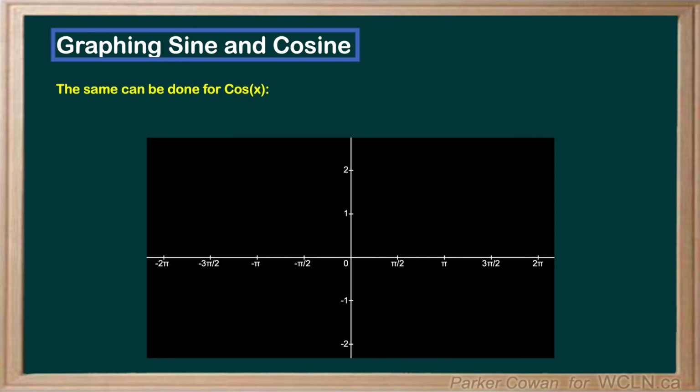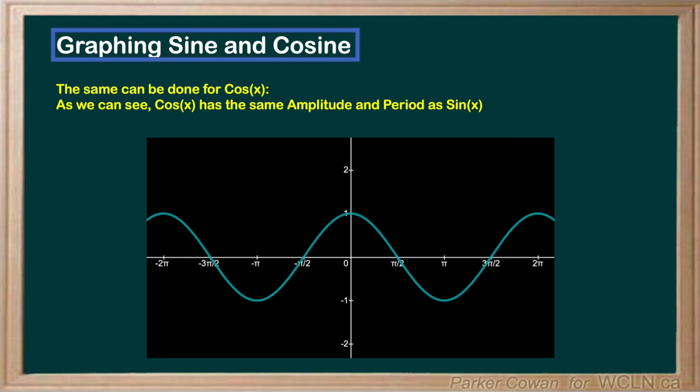The same can be done for cos. Plugging in the same points will give us a graph very similar to sine of x, however it is shifted horizontally by pi over 2 in the negative direction. As we can see, cos of x has the same amplitude and period as sine of x.